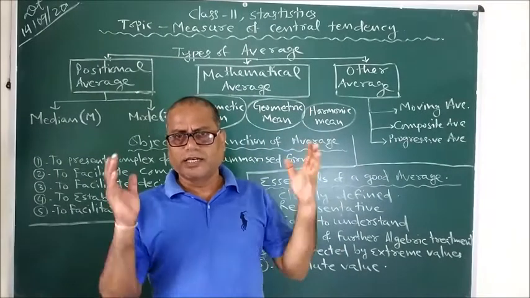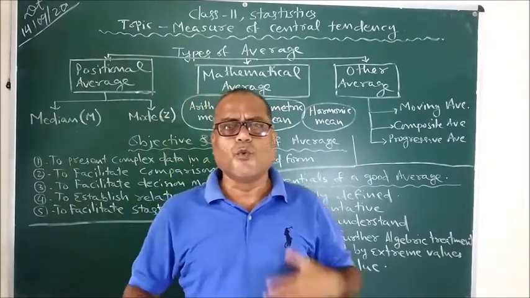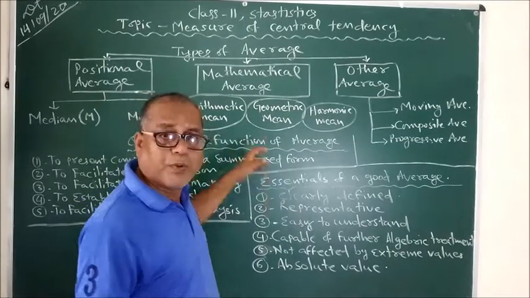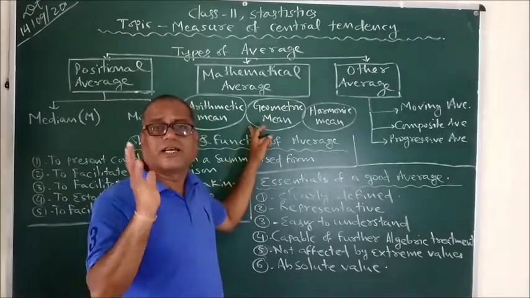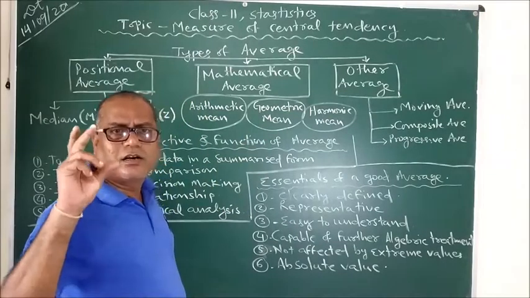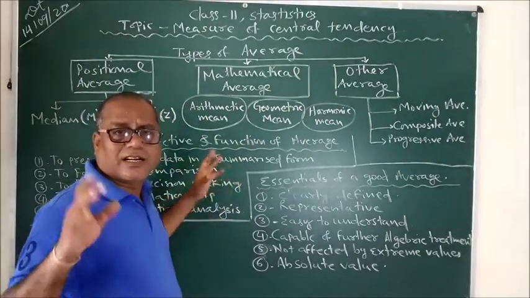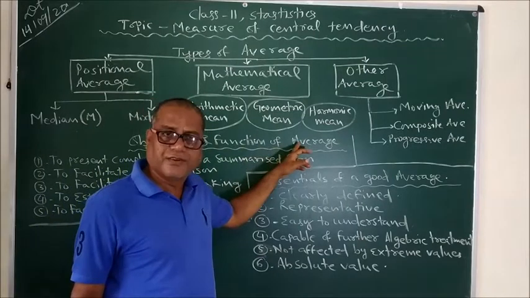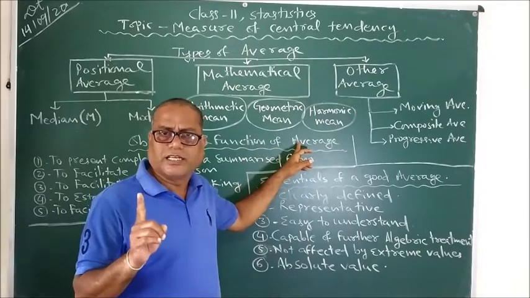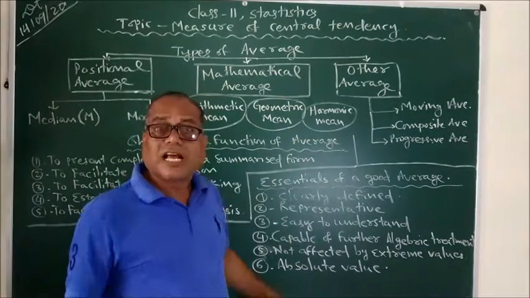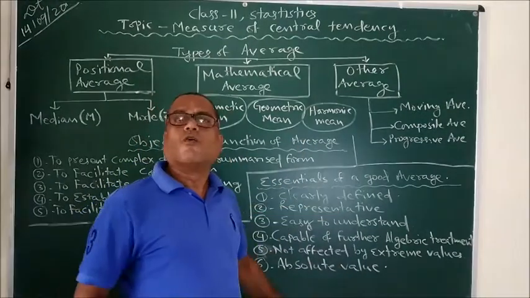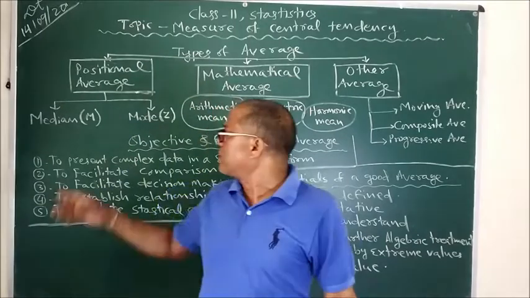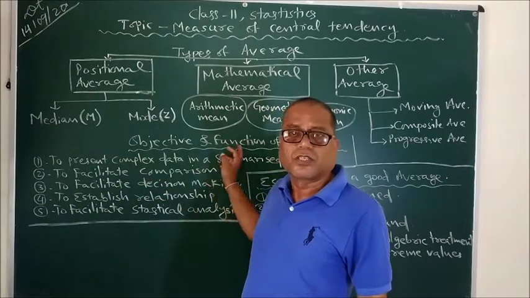So, before learning the procedure to find out arithmetic mean, median or mode, before going to that numerical area, we will discuss a few theoretical points like objectives and function of an average, the first theoretical thing about an average, and the other, essentials of a good average. That means what are the qualities that make an average good. So first we are going to discuss objectives and function.